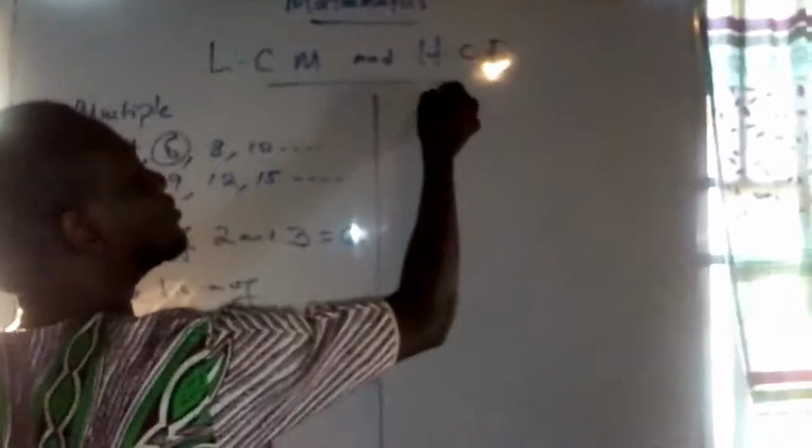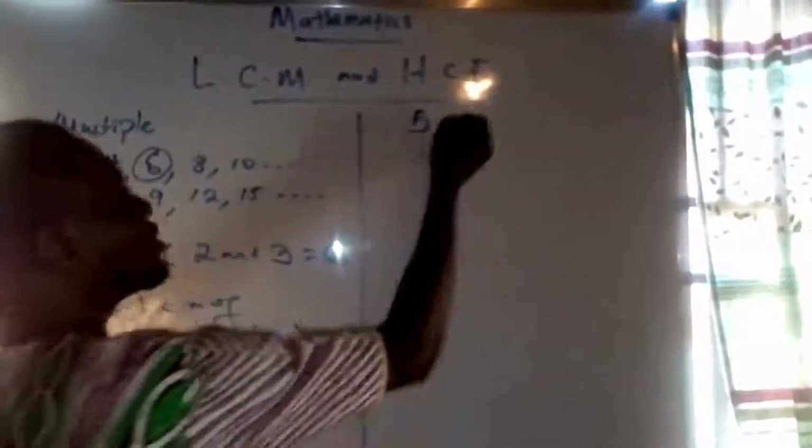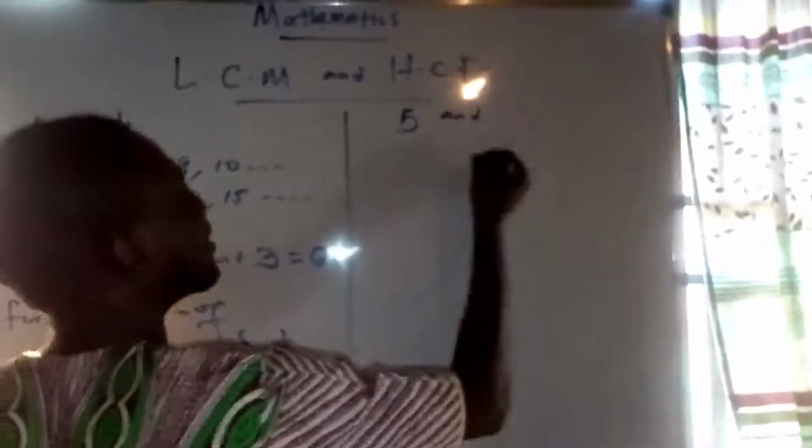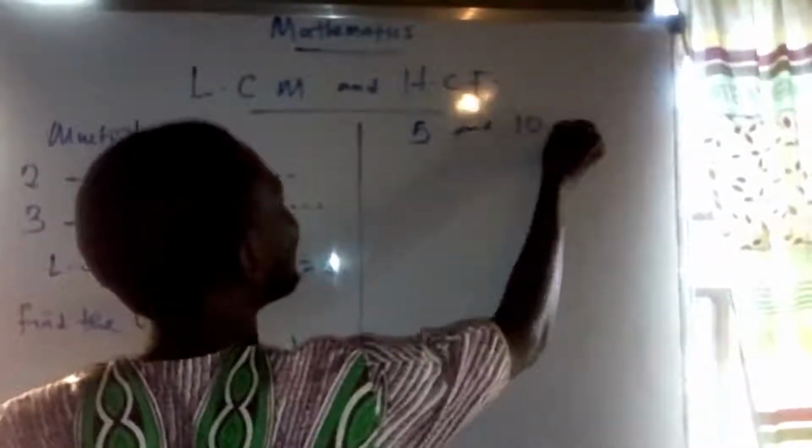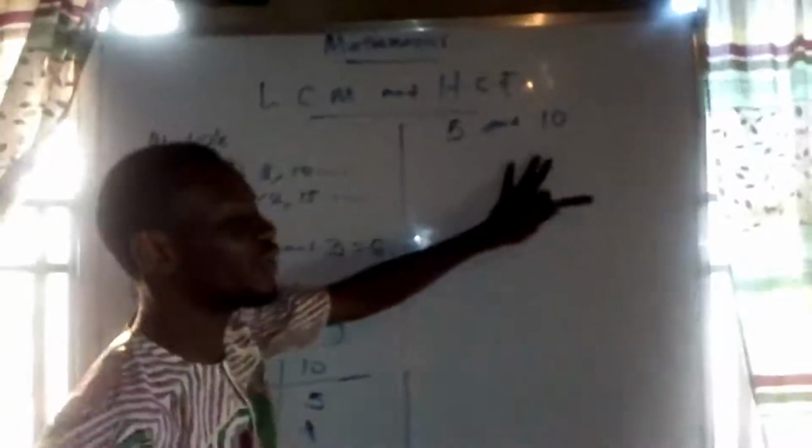Okay kids, now let's see the HCF. The HCF is called the highest common factor. So in the case where we have two numbers, let's pick 5 and 10, like I used earlier. So 5 and 10, these are two values here. Now I want to find the HCF.